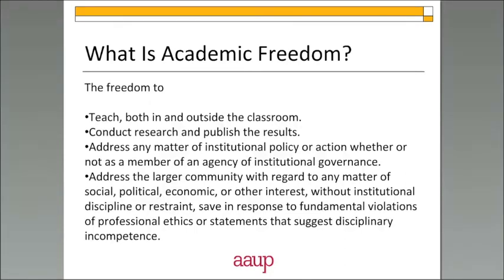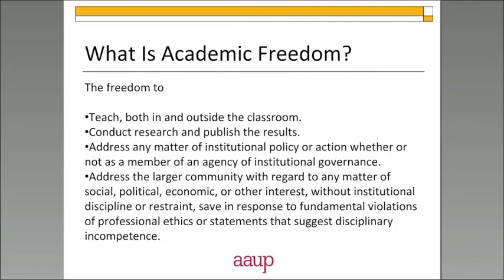To start out with, this is a definition of academic freedom that enumerates the separate parts. There are 4 parts. So academic freedom is the freedom to teach, both in and outside the classroom, to conduct research and to publish the results of that research, to address any matter of institutional policy or action, whether or not as a member or an agency of institutional governance. And I want to stop for a moment and say these are 3 elements that are often enumerated: teaching, research, and participation in institutional governance.